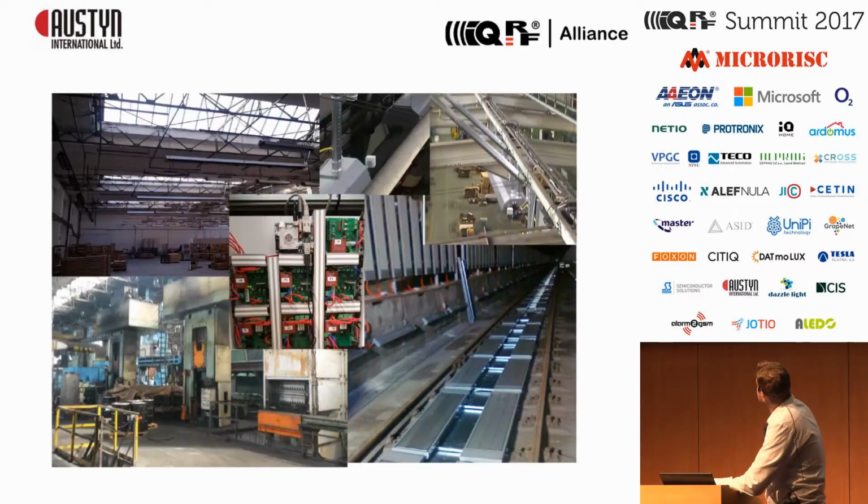Here are some pictures of typical industry installations for us. For example, this is 1.5 megawatts of energy from electrical heaters to defrost the coal for electricity.